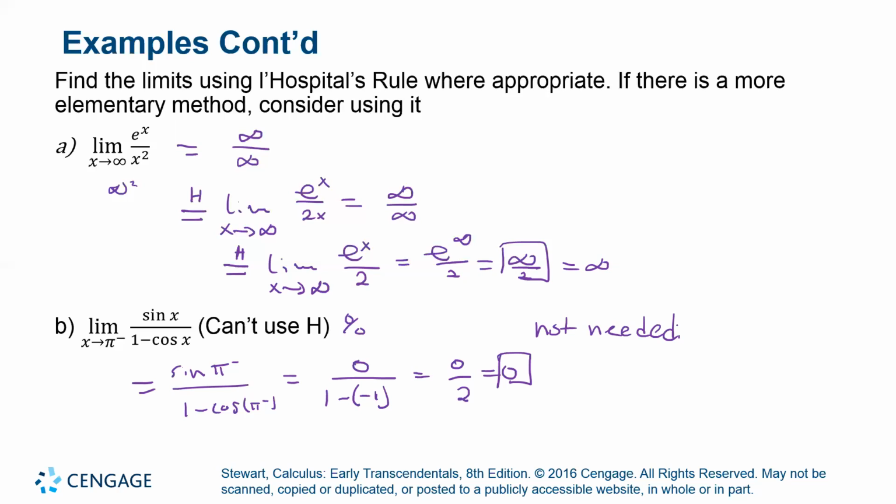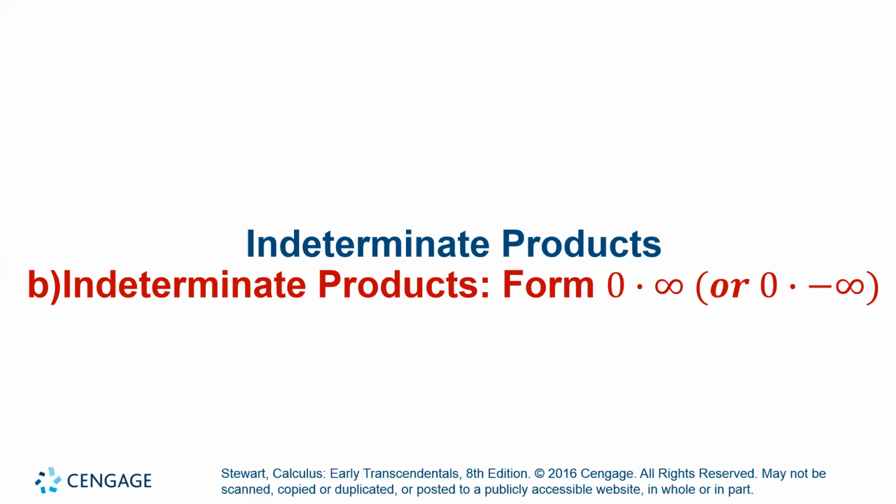Okay, so that is one type. We talk about 0 over 0 or infinity over infinity. Here is one situation where you don't need to apply L'Hopital's rule. So it is important to always check the hypothesis of L'Hopital's rule before you apply it.